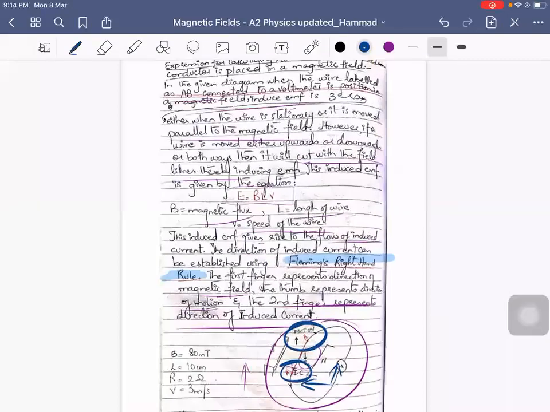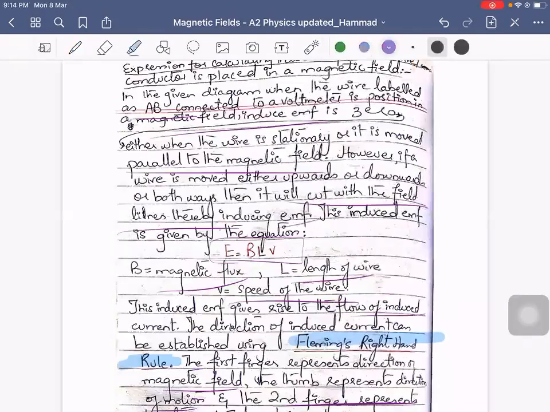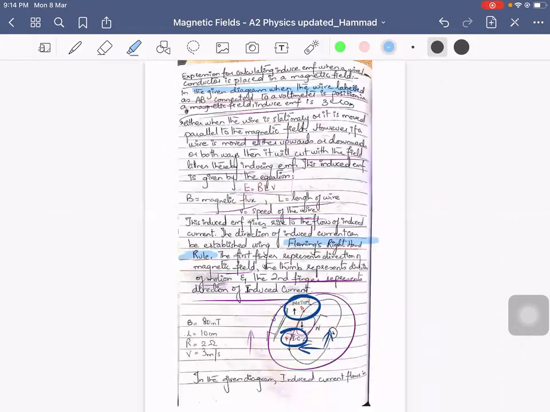तो यही बात यहाँ लिख दी कि in the given diagram, when the wire labeled as AB, connected to a voltmeter is positioned in a magnetic field, induced EMF is 0. Either when the wire is stationary or it is moved parallel to the magnetic field, because magnetic field lines will never cut when the wire is moving parallel or it is stationary in the magnetic field. It should always be moving and should move perpendicular. However, if a wire is moved either upwards or downwards or both ways, then it will cut the magnetic field. Induction होगी, ठीक है, and thereby induce EMF is obtained.